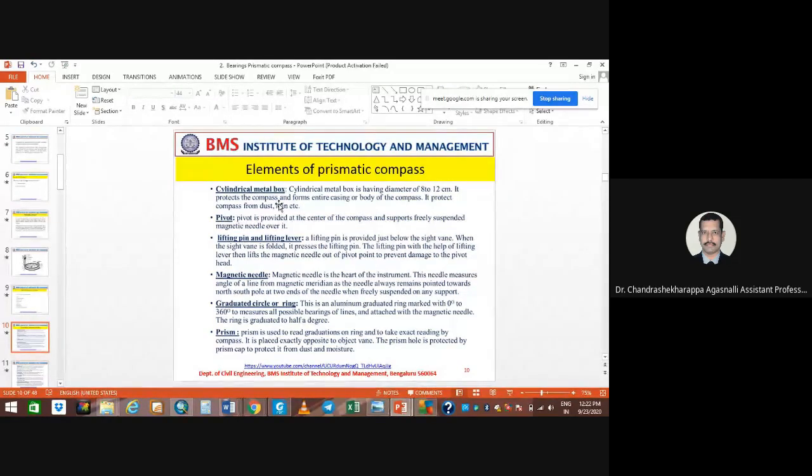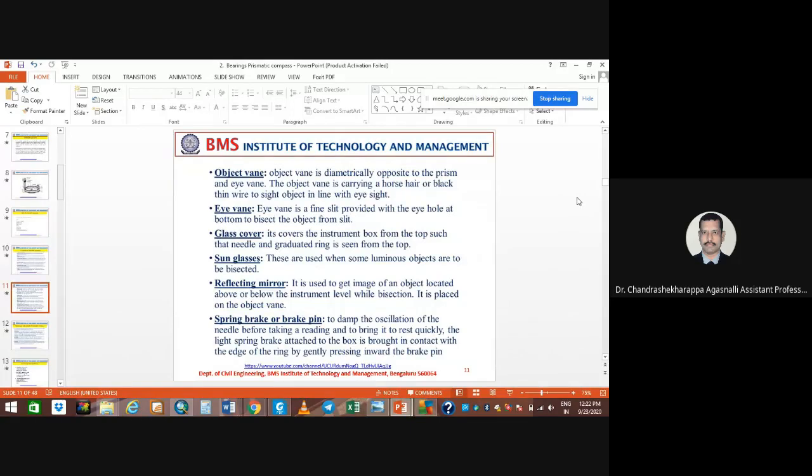There will be a graduated circle, a ring there, and a prism is used to read the graduations on the ring, especially to take the exact reading by the compass. And there will be sunglasses, reflecting mirrors, and also the glass cover.